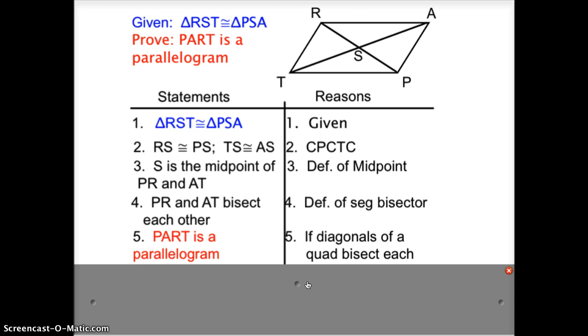You may have used CPCTC another way and still proven triangles to be congruent and then used their corresponding parts without proving the diagonals are congruent. You may have used AR and PT to be congruent after CPCTC or something like that, which is also acceptable.